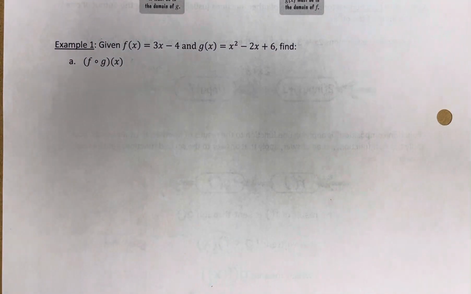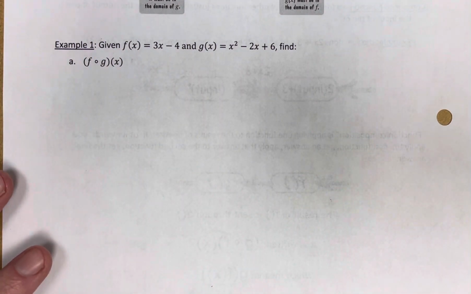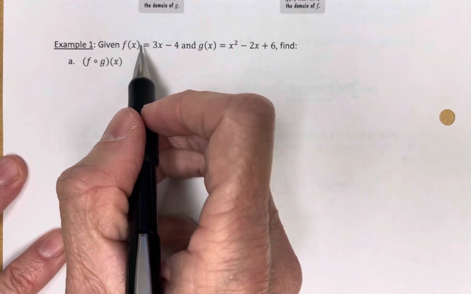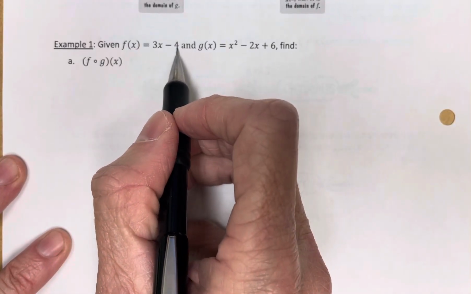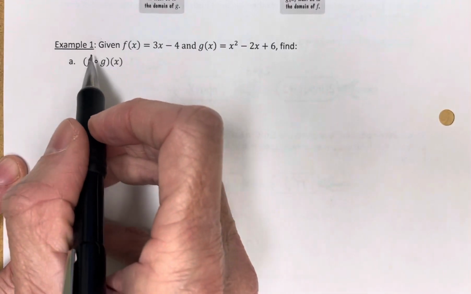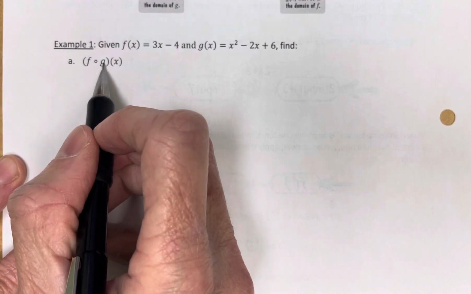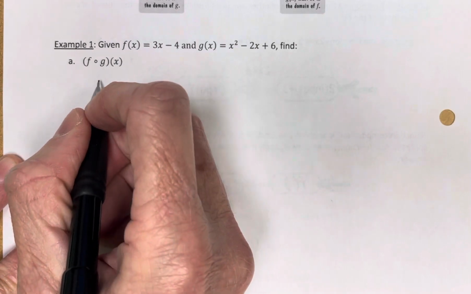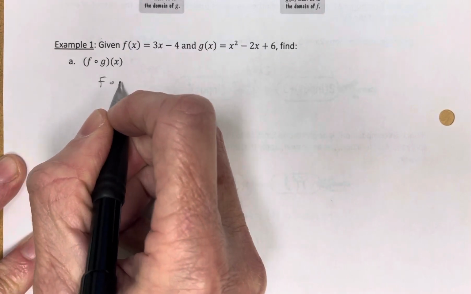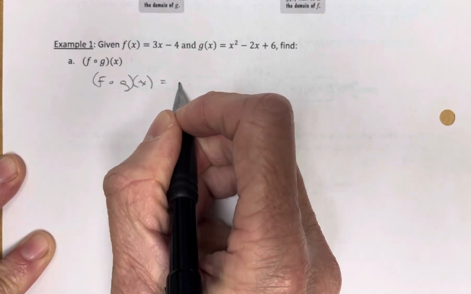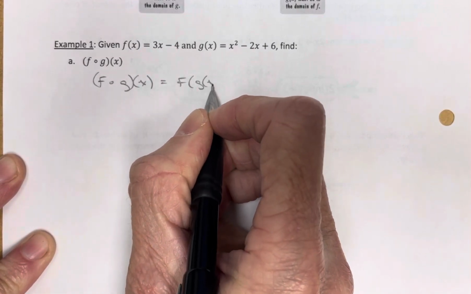Okay, how about some mathematical examples, which I think will help us make sense of it. We're given two functions, f of x equals 3x minus 4, and g of x equals x squared minus 2x plus 6. We want to find f of g of x. So our g function is going to go first. I'm going to note f of g of x is the same thing as f composed with g of x.